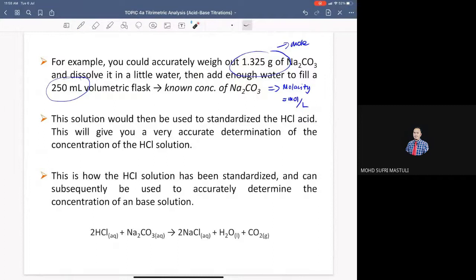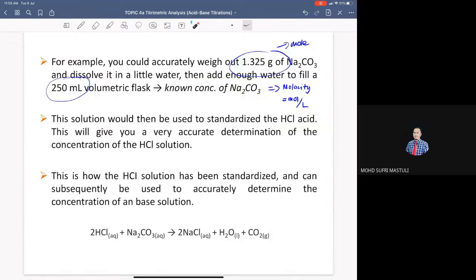We use this solution to standardize the hydrochloric acid. The hydrochloric acid is the chemical inside the burette, so it should be standardized. If we want to use hydrochloric acid, it should be standardized using a suitable solution of known concentration, or standard solution. In this case, we use sodium carbonate. Remember, the solution in the burette, in this case hydrochloric acid, should be standardized, by titrating using a solution of known concentration, in this case sodium carbonate.